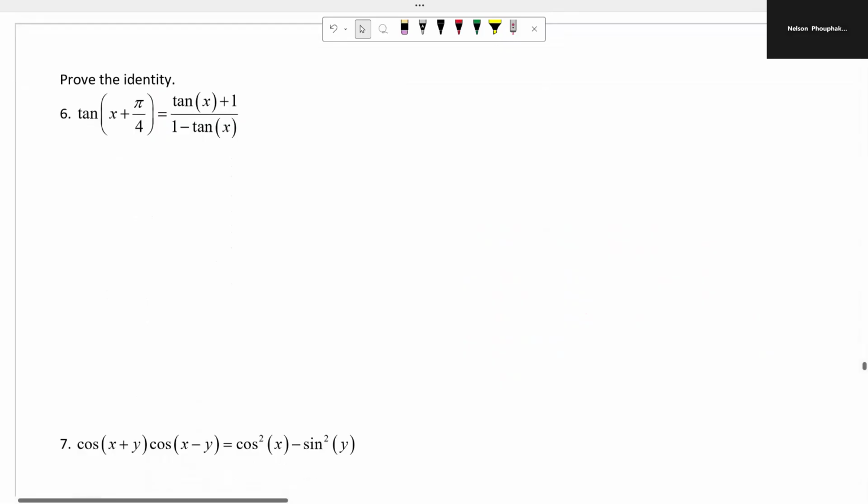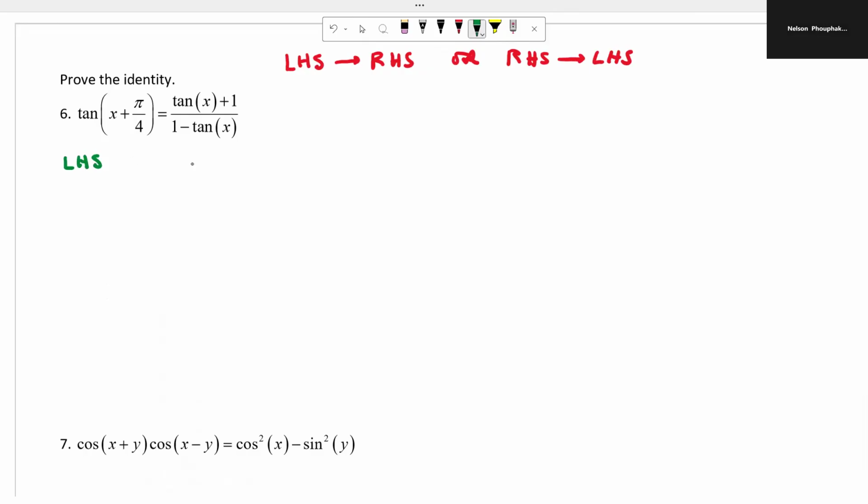Now, let us work on the next page, where we would like to prove the identities. Now, remember proving identities. We always either start with the left-hand side and then prove it to the right-hand side, or we start with the right-hand side and then we want to see if it is the same as the left-hand side, right? So this is the idea about proving. In this case, I would like to start with the left-hand side.